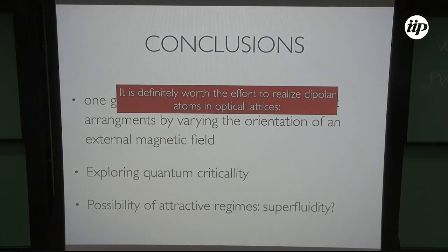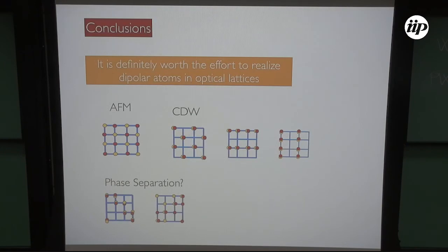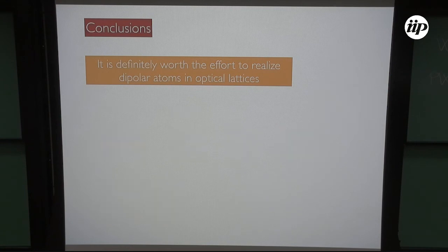So, well, this moved a little. It's definitely worth the effort studying these dipolar atoms in optical lattices. So we go through all these different phases, antiferromagnetic, and very many different charge density waves that can be checkerboard, striped, horizontally or vertically, and we might still have some phase separation going on here.